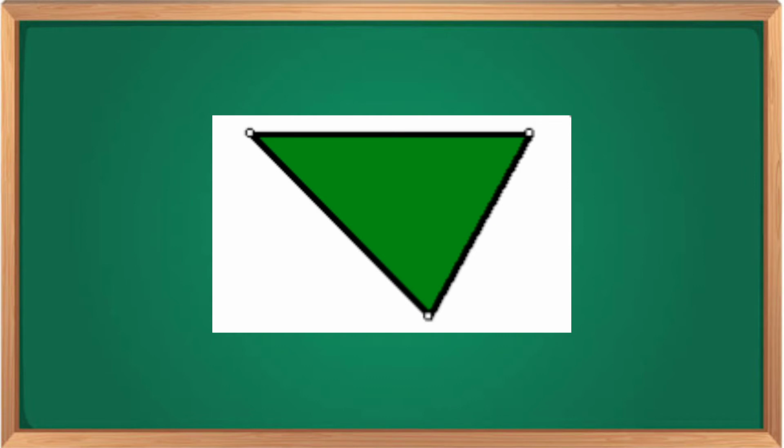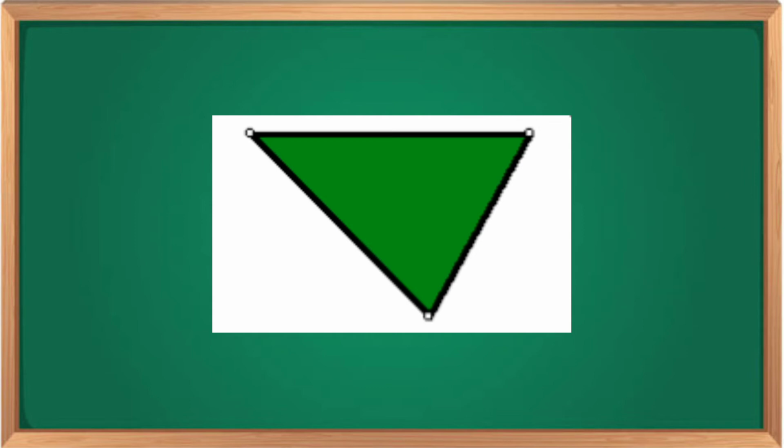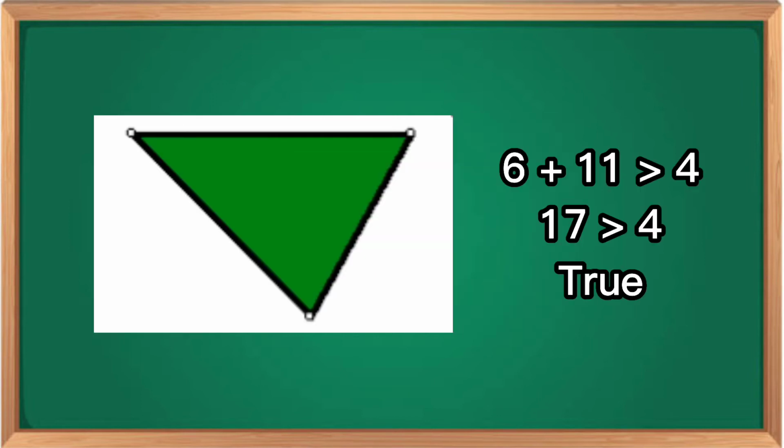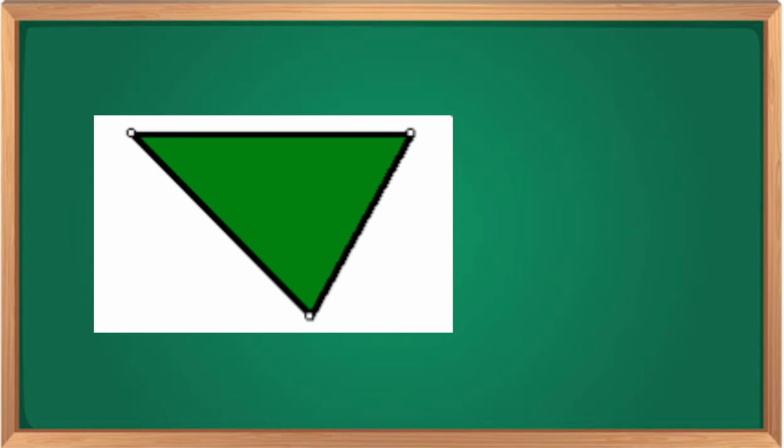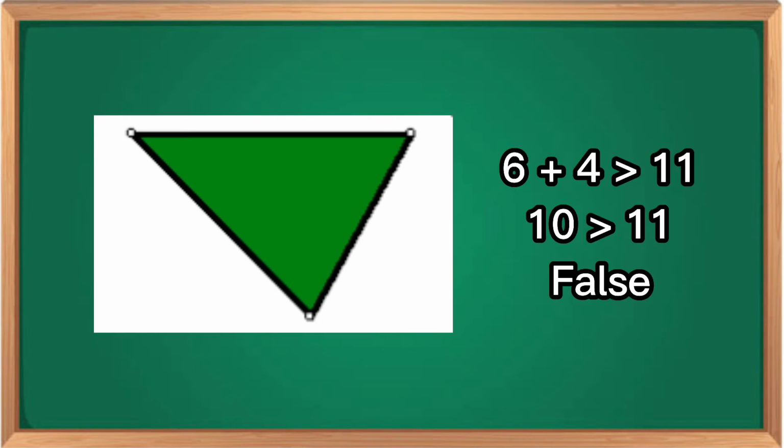Now, consider this triangle whose sides have lengths of 4 centimeters, 6 centimeters, and 11 centimeters. By Theorem 3, let us check one by one. 6 plus 11 is greater than 4. 6 plus 11 is equal to 17, so 17 is greater than 4, and that is true. Next, we have 4 plus 11 is greater than 6. 4 plus 11 is 15, and 15 is greater than 6. That is also true. And we also have 6 plus 4 is greater than 11.